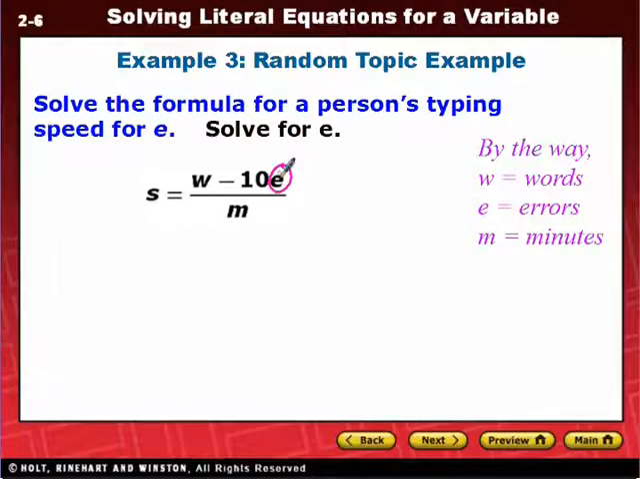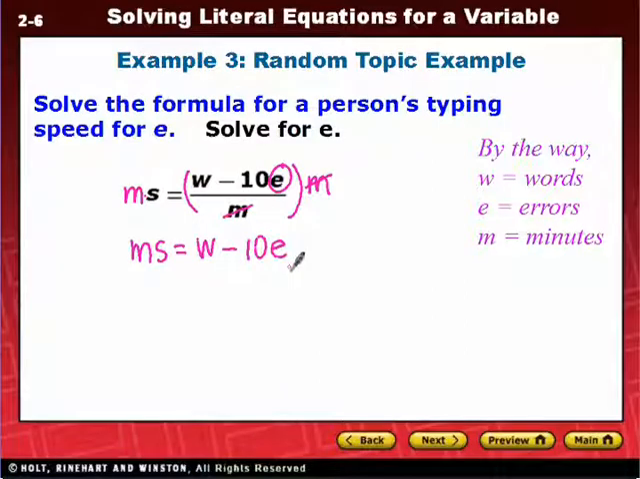Okay. So the first thing I noticed is we have this big fraction, so everything up top is divided by m. I want that m to go away, just like when I had things divided by 4 or 5. So I'm going to multiply everything by m. And now these m's on the right side cancel out, and I have m times s equals w minus 10e.